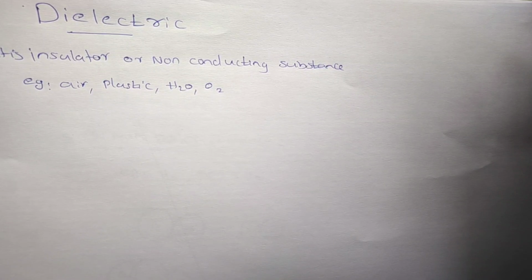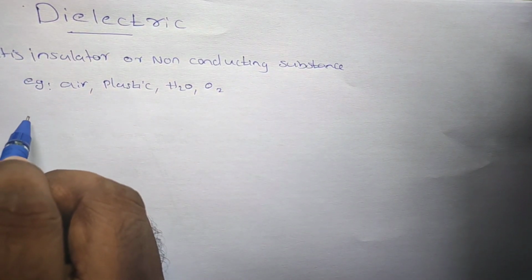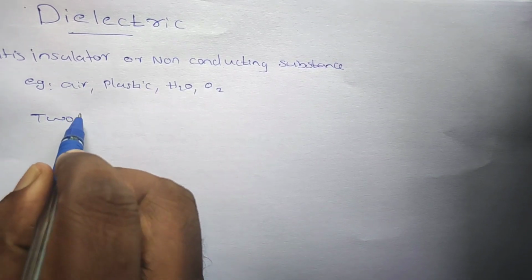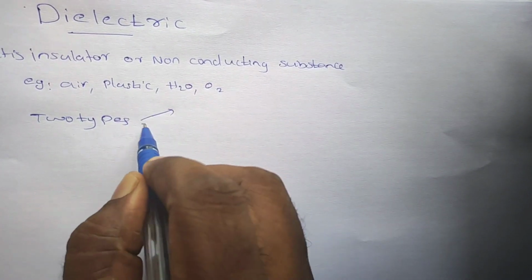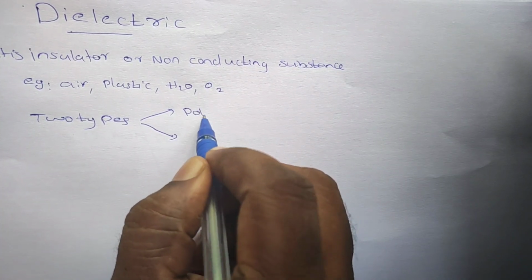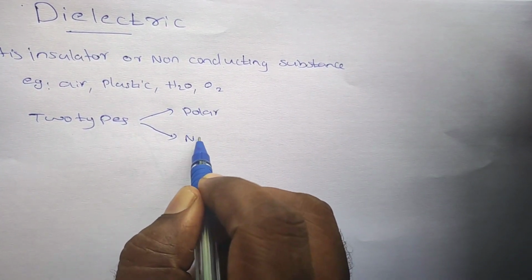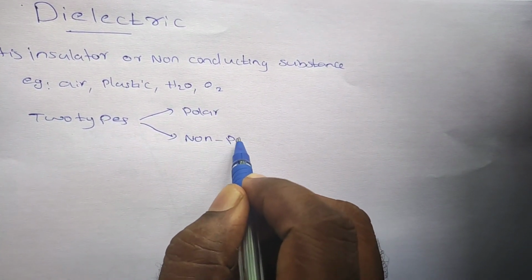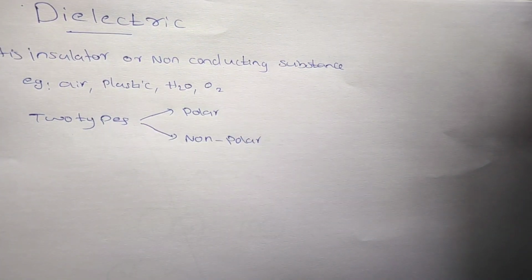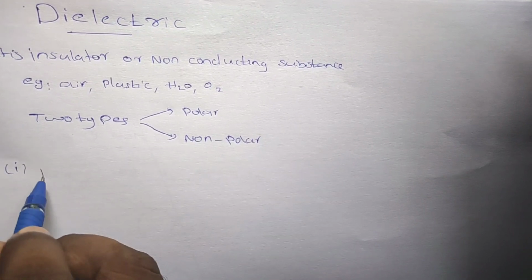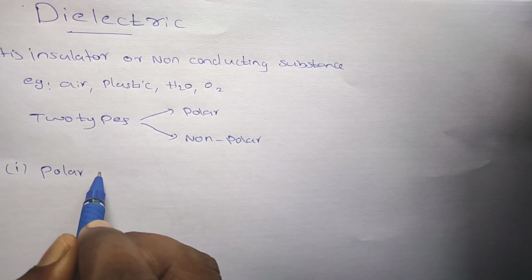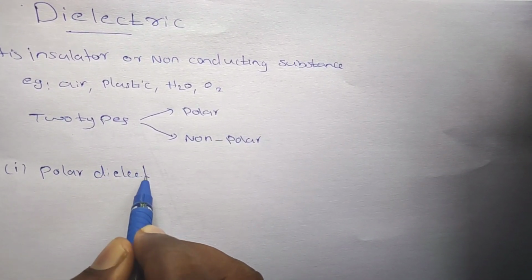Okay. Then, based on the molecular arrangement, we can classify the dielectric into two types. One is polar and another is non-polar. These are the two types of dielectric. First we will discuss polar dielectric.